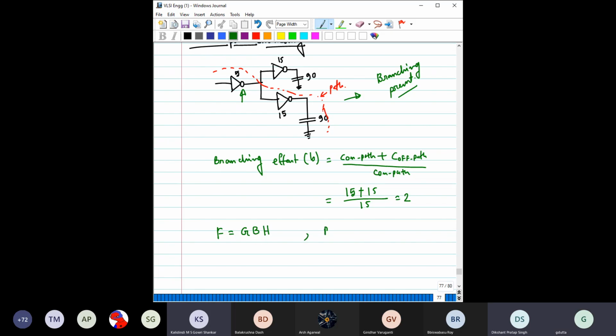Okay, now what is B? It is the path branching effort. So what do you mean by path branching effort? Path branching effort is basically the summation of all the branching effort. So here B is only this, right?